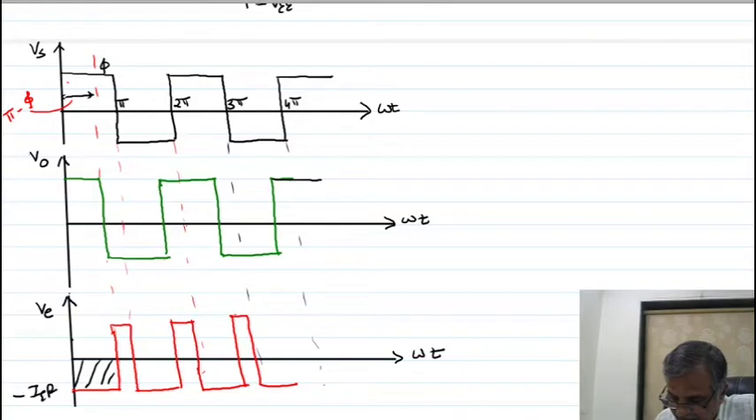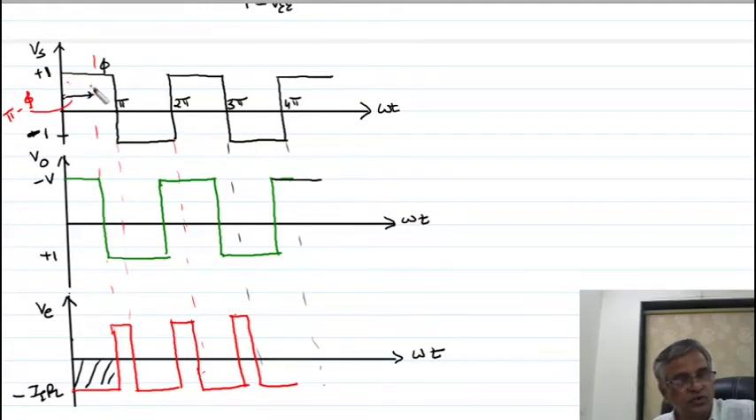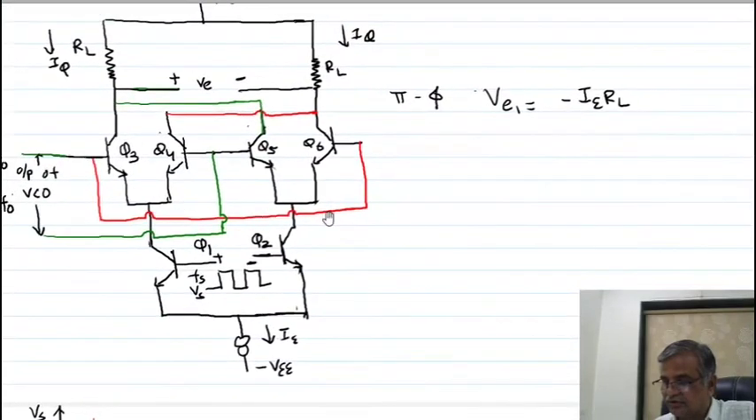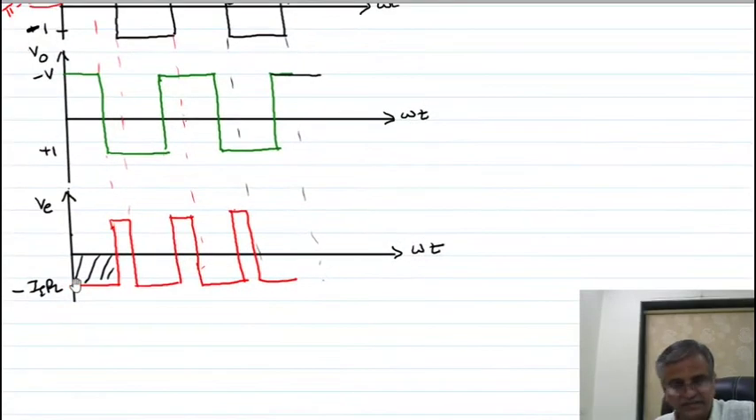This is your minus IRL. Now I have told you the voltage Vo and Vs are sufficiently high to drive the transistor on and off. So listen again. During this time interval, transistors Q1 and Q3 are in forward bias, so the current passing through transistor Q3 is large. As a result, the output voltage at the collector of Q3 is low, and that value is minus IRL. So I am showing you minus IRL.